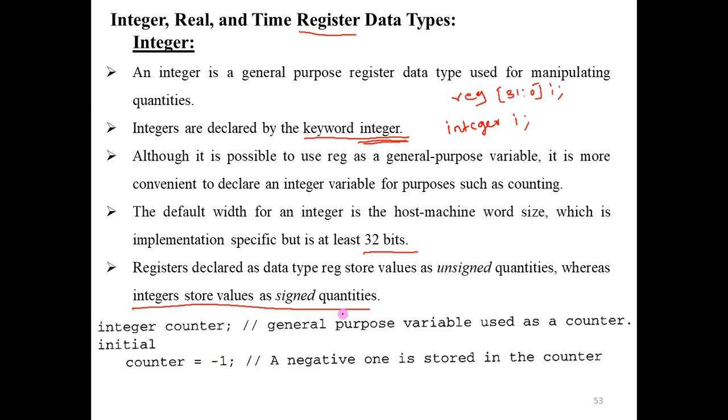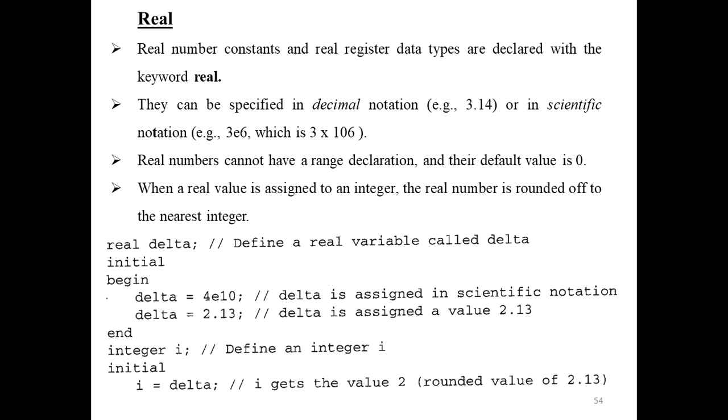Here I have quoted one example. integer counter: counter is a variable of type integer. initial counter = -1 means I'm initializing this variable counter with -1. This is perfectly valid because this -1 is stored in the counter which is of type integer. That's the advantage of the integer data type.